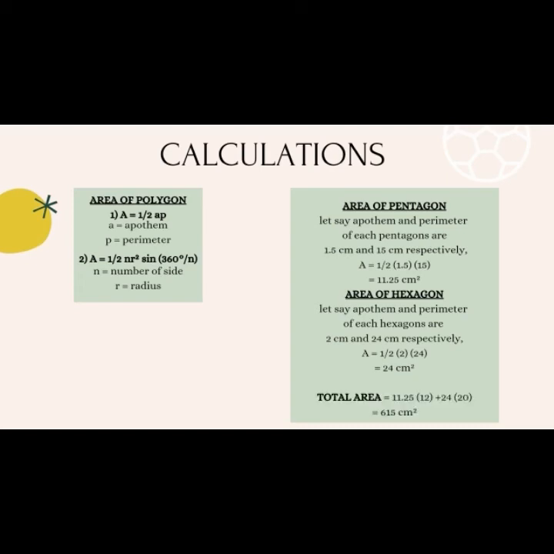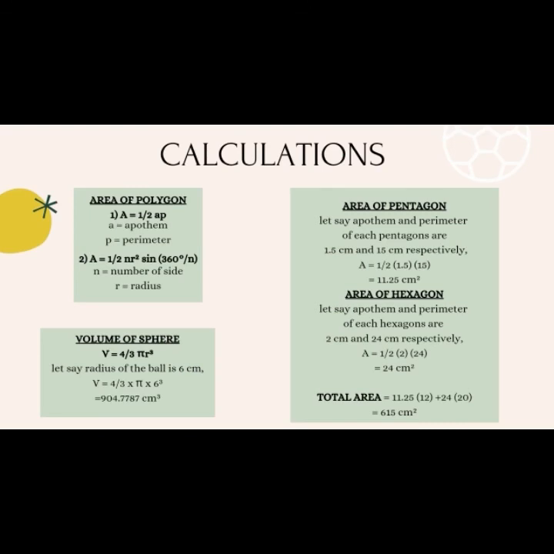After that, for the area of pentagon, you multiply with the number of pentagons on the ball, which is 12. And then, for the area of hexagon, you multiply with the number of hexagons on the ball, which is 20. And then you total up, and you can get 615 cm square.